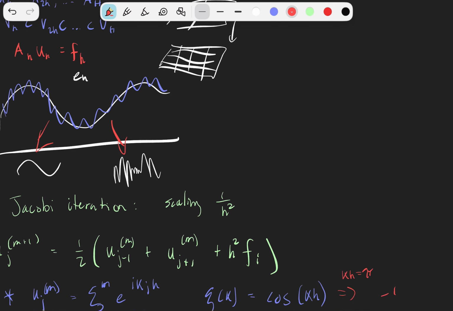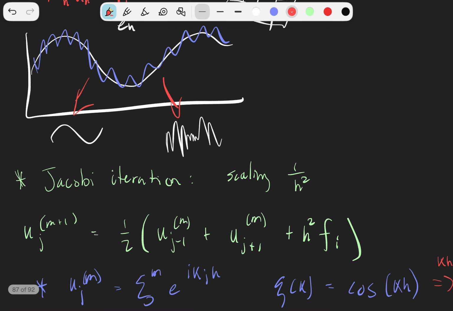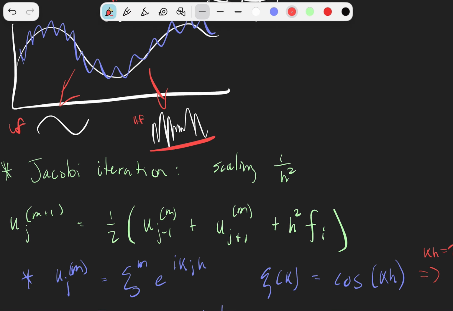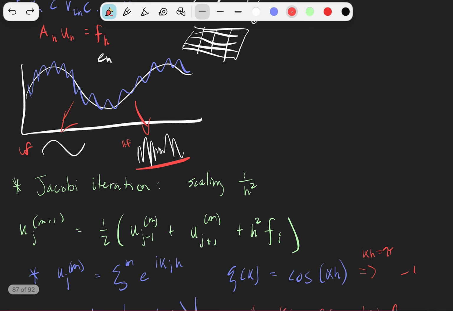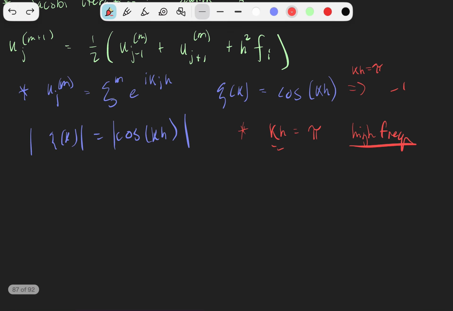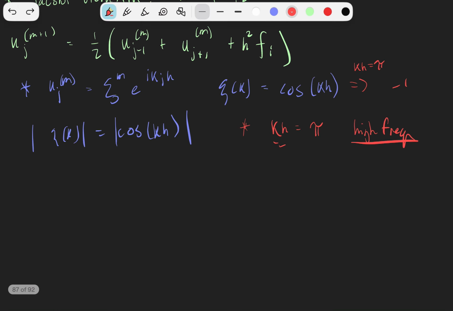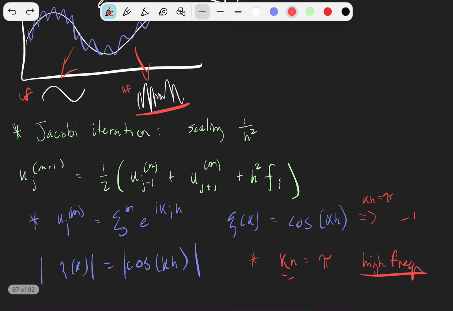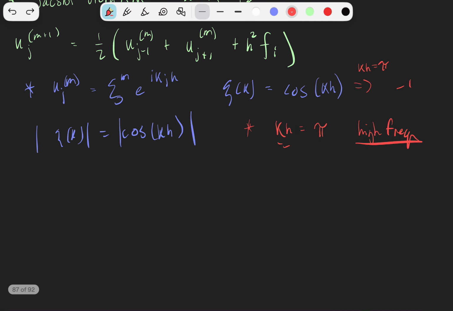And so what would happen here is this component, let's say this is high frequency and low frequency. This high frequency component will just look flat, right? But it'll retain the original smoothness of the error that we were looking at, all right? And so technically, after smoothing with some Jacobi iteration, this is what's happening via von Neumann analysis.